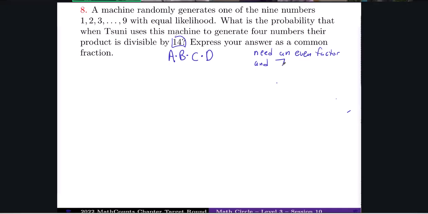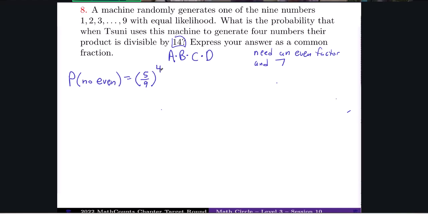Okay, so if I'm trying to count the opposite thing, I could first think about how likely is it that I have no evens? So that means that A, B, C, D all happen to be odd. Well, we don't actually have 10 numbers here. We have 9 numbers here, right? And for each of these, the probability that A is an odd number is 5 out of 9, B is an odd number 5 out of 9, C is an odd number 5 out of 9, and D is an odd number 5 out of 9.